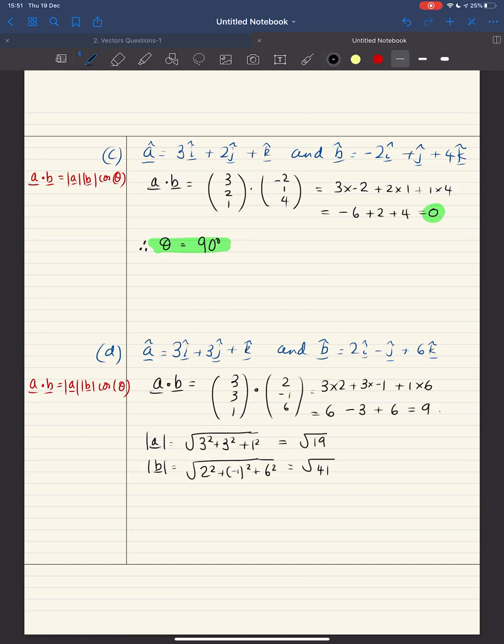Excellent. Right, so therefore we've got 9 equals root 19 times root 41 times the cosine of the angle between them. So cos theta is 9 over root 19 times root 41. Therefore theta is cos inverse of 9 over root 19 times root 41. Type that straight into my calculator. 71.2 degrees.